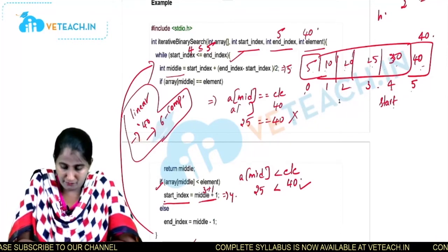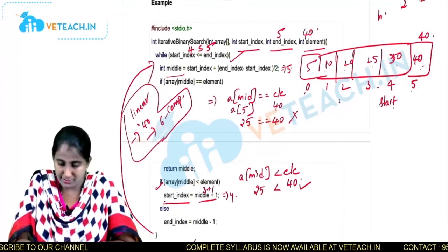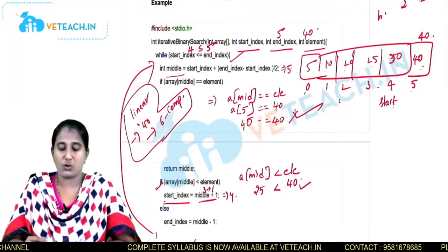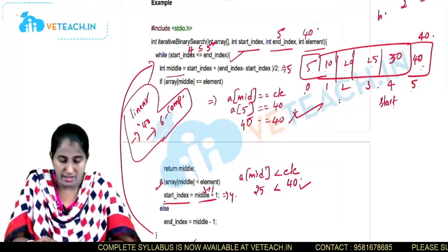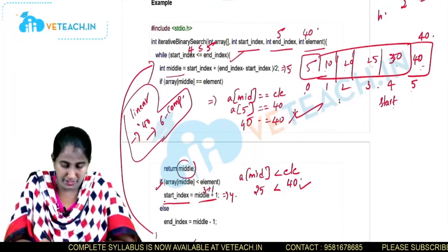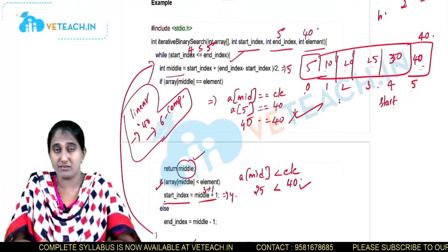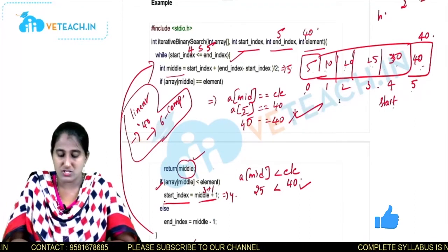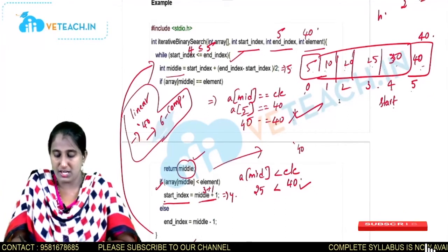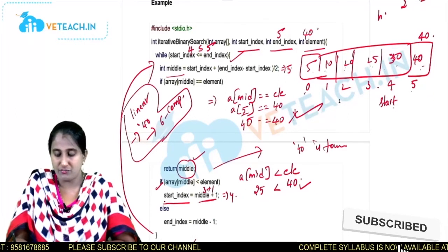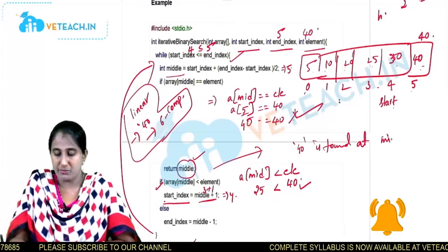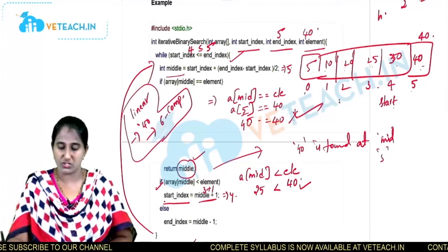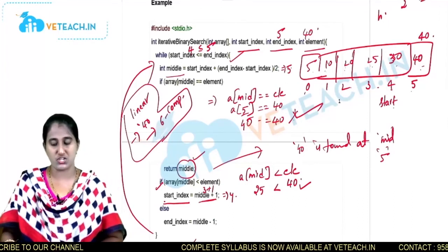Now it checks whether A of the fifth element is equal to this element or not. Yes, they both are equal. Then the mid will be returned. Mid means not the element, but the position. What is the mid here? 5. So the element 40 is found at the fifth position.